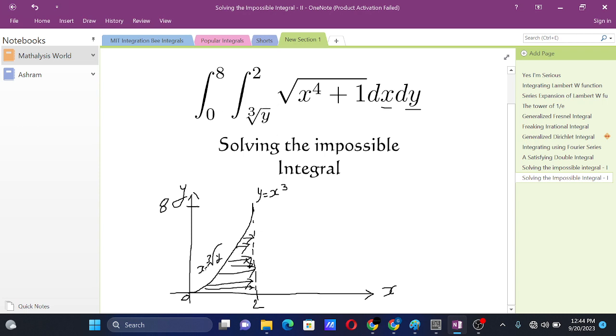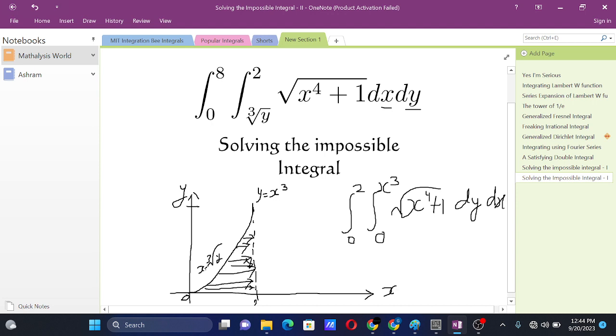Now if we want to change the limits of integration, we need to first have dy and then dx. So basically we first want x to run. x goes from 0 to 2 and y goes from 0 to x cube. Then we will have the same height or integrand, and then dy dx. Now in this form it will be possible to solve this integral.